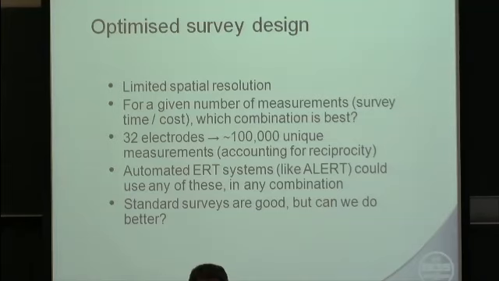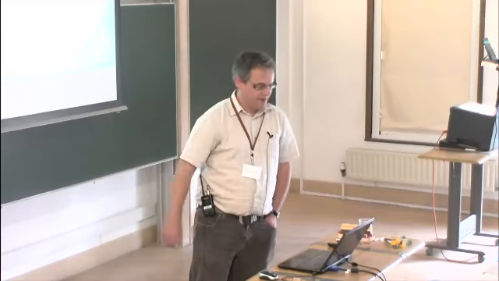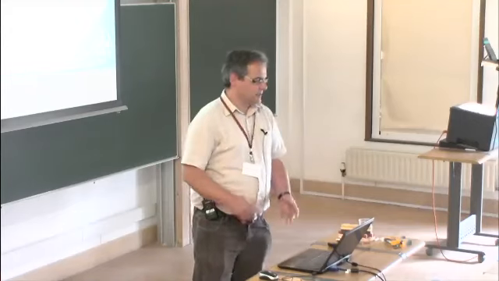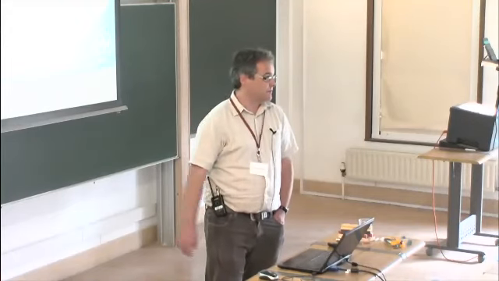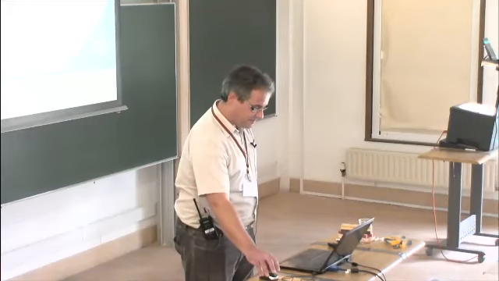Now, the number of configurations, number of 4 electrode configurations, scales as the 4th power of the number of electrodes, roughly. So for 32 electrodes, you've got something like 100,000 unique electrode configurations. And of course we can use any of these in any combination that we like. So the idea is to find a good set of configurations to use for our survey. Now, the standard designs that have been used for many years and their resolution properties are well understood, and they do quite a good job, but we want to know if we can do better.